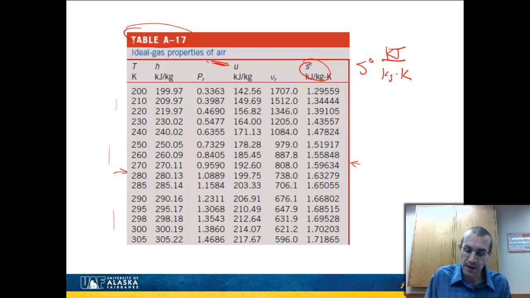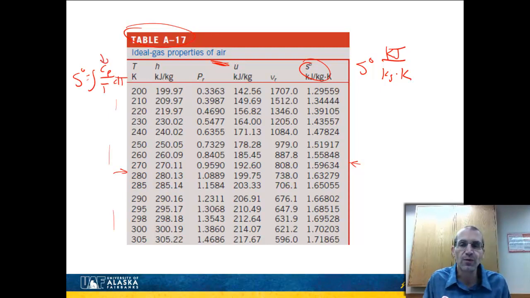This is air, and recall that S0 was the integral of Cp over T dT. Cp is different for all different materials, so this table only applies to air. In your book, there's actually a whole series of tables, A17 to A25, for different gases. So there's air, oxygen, nitrogen, carbon dioxide, carbon monoxide, and various other ones. Depending on what material you have, you would pick out the appropriate table to get your standard state entropies from.